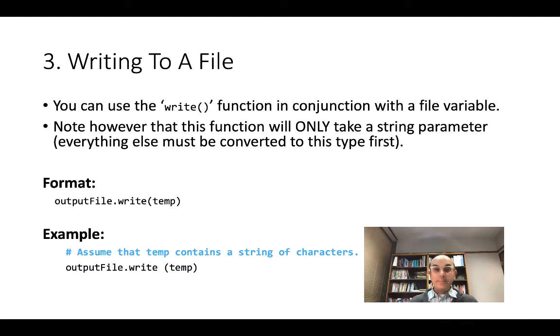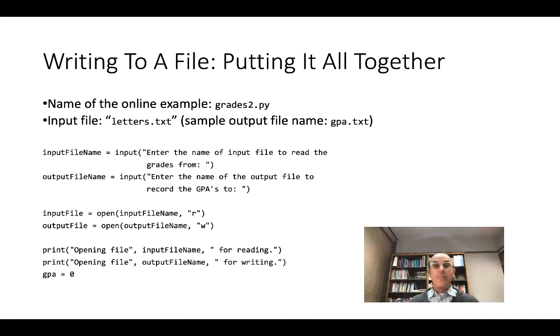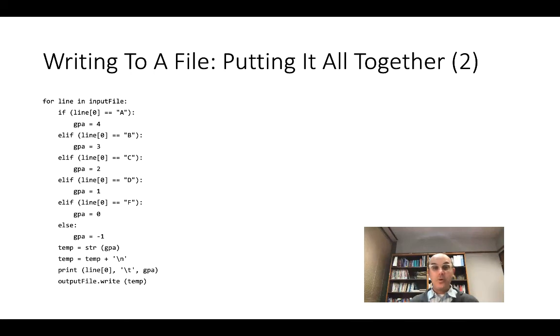To write to a text file, you open a file, write, and you're going to say temp in order for us to do that. Assume it will be a string of characters. So to write a file, putting it all together: the name of the file, the output of the file, input file, print the file, and again the end result of it.